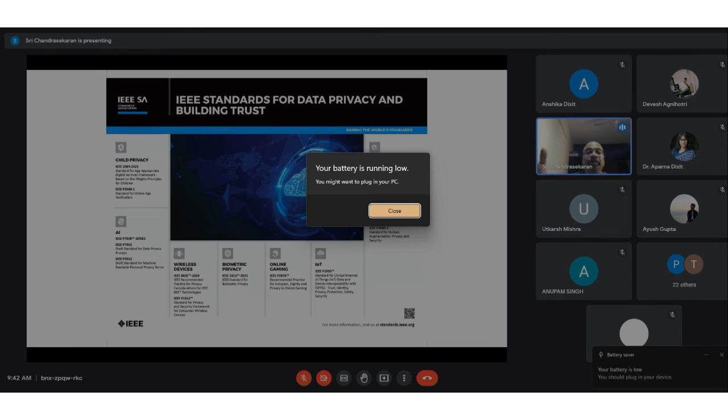And for people who are interested in the area of data privacy and building trust, we do have information on our website. You can visit standards.ieee.org. And this talks about various things, whether it's an authentication service or biometric privacy. Today, whether you are leaving or entering a country, whether you are entering your own buildings, we do biometrics.